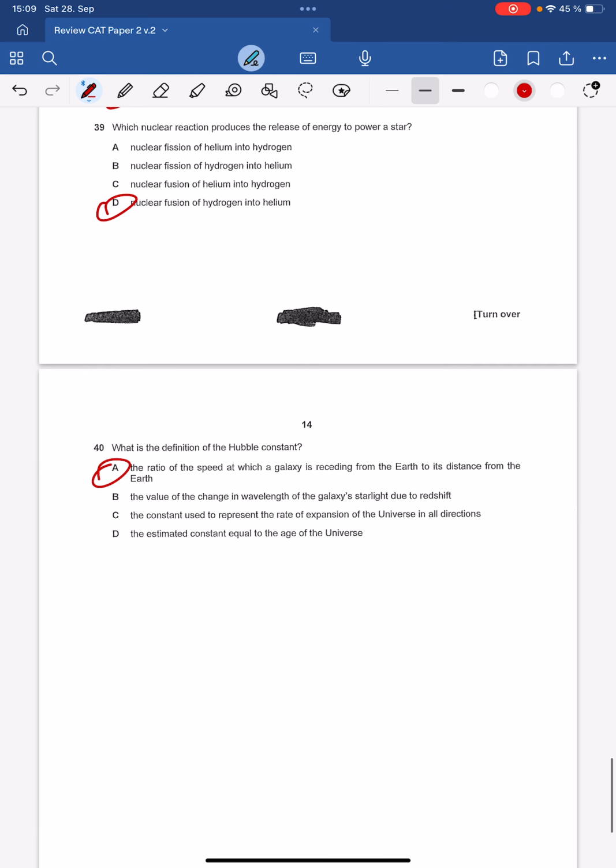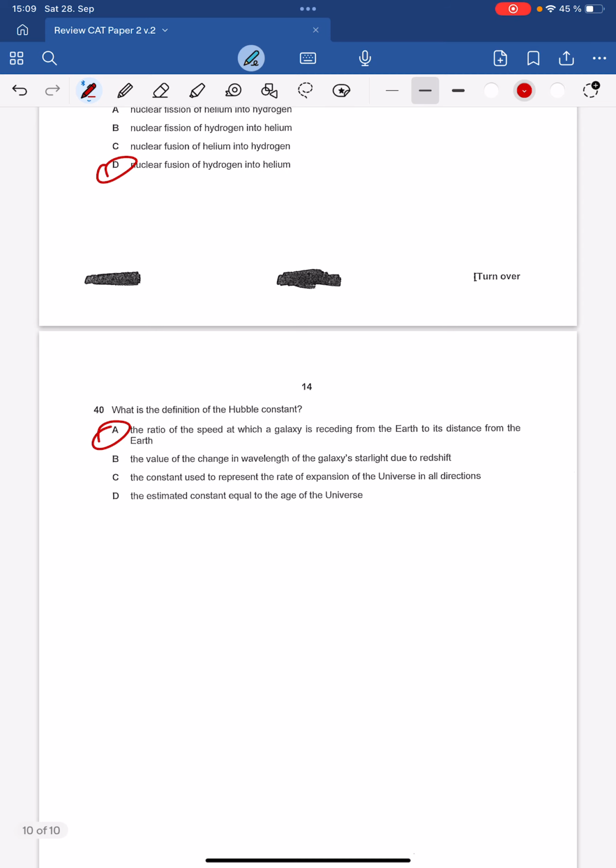40. Something that we also struggled with, because maybe we didn't pay enough attention to the theory of Unit 6, space physics. What is the definition of the Hubble constant? The definition, not how we use it. It's the ratio of the speed at which a galaxy is receding from the Earth, receding meaning moving away, okay, from the Earth, to its distance from the Earth.